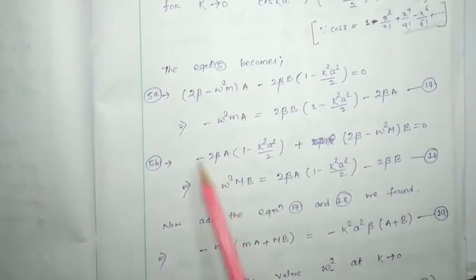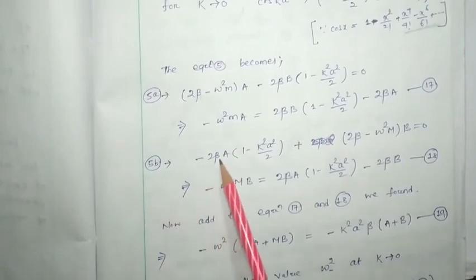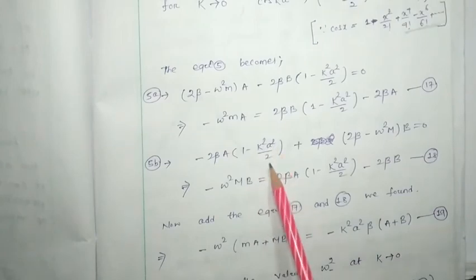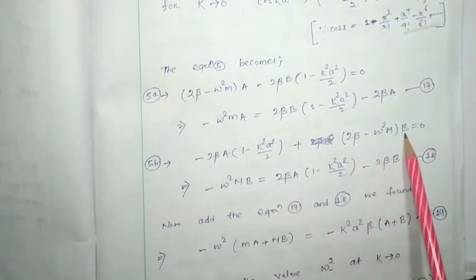Likewise, from equation number 5b, if you consider it, then it will be minus 2 beta a. Instead of cos ka, we can write 1 minus k square a square by 2, plus this will be 2 beta minus omega square m into b equal to 0.